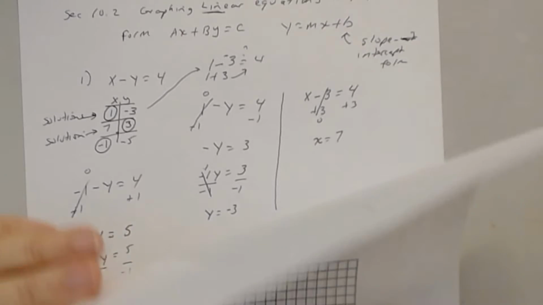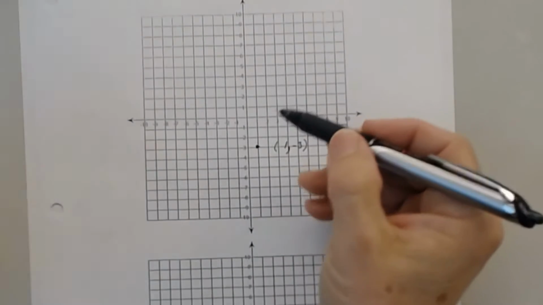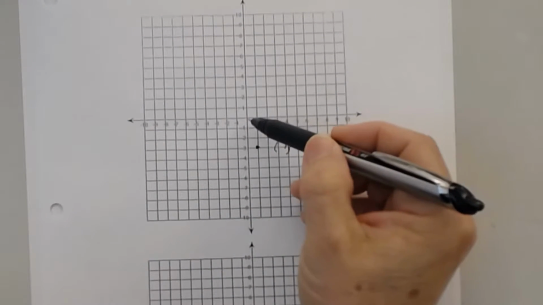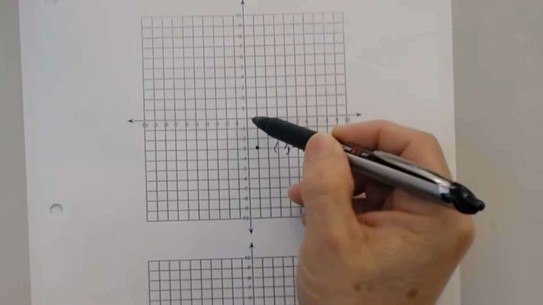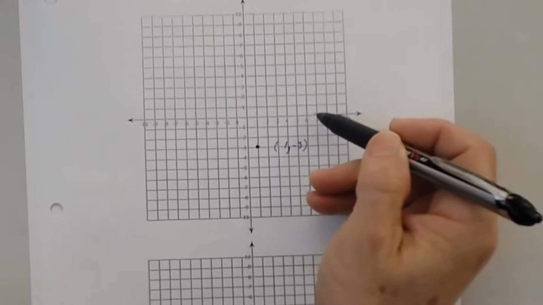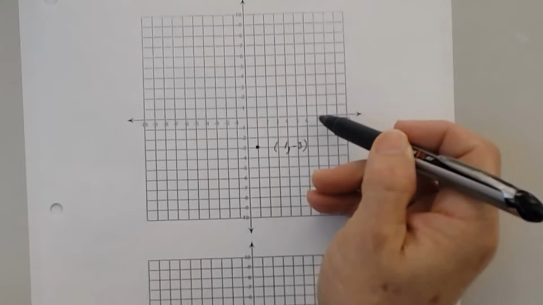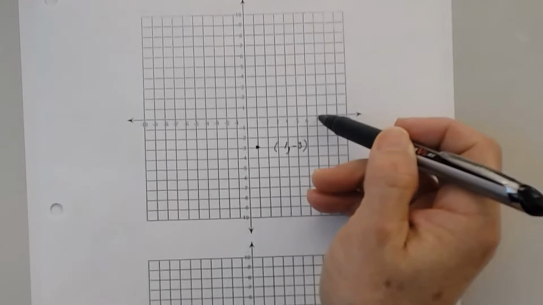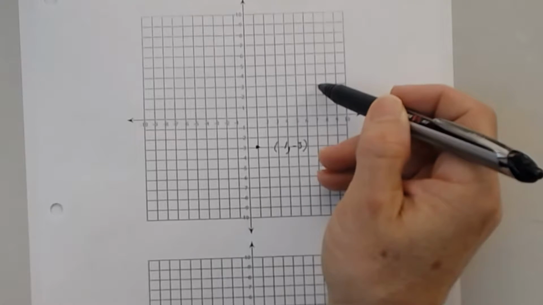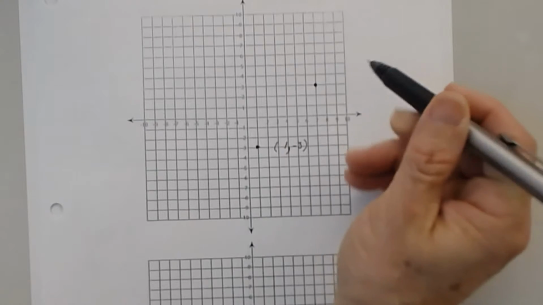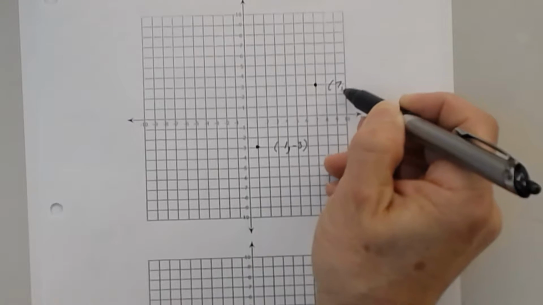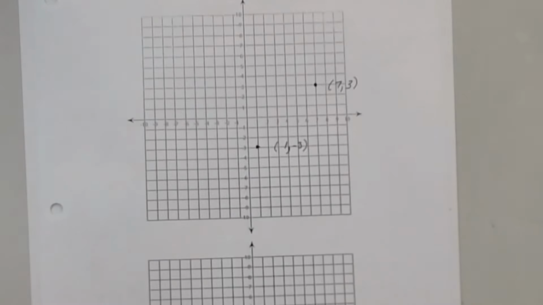All right, so the next one's (7, 3). Again, where do I start? At the origin. X is 7, positive, so I go which way? To the right, 7 units. So here I am right here. And then y is a positive 3, so I go up 3 right here. So I label that point, so that's the point (7, 3).